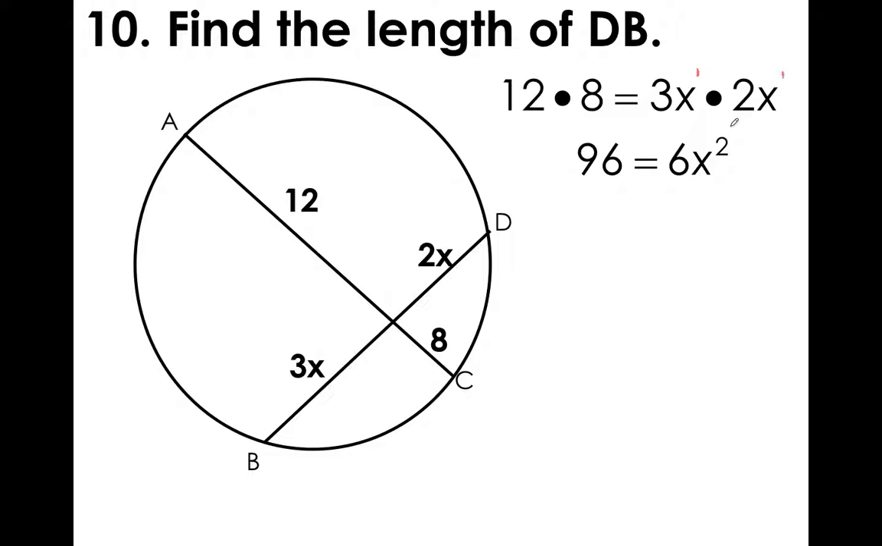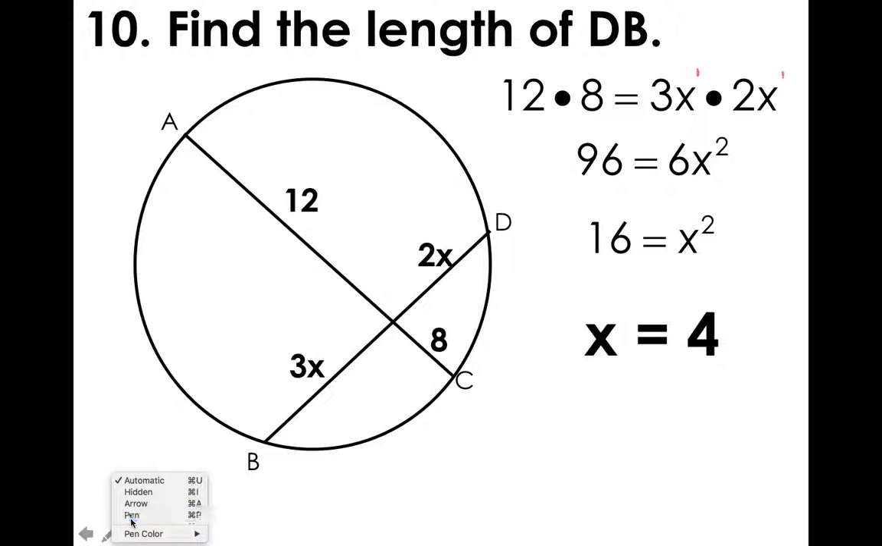The next thing we do is we divide both sides by 6, and you end up with 16 is equal to x squared. And just like in some previous problems, we need to take the square root of both sides, and we end up with x is equal to 4. But it does not ask us for the value of x. It wants to know the length of DB. So I now have to take this answer and plug it into the problem.